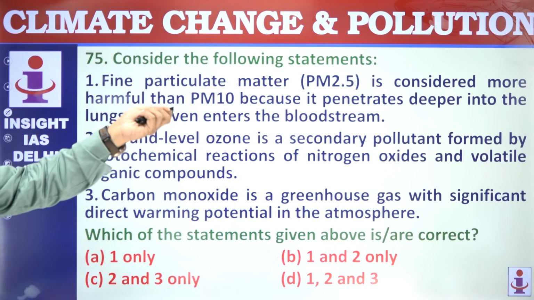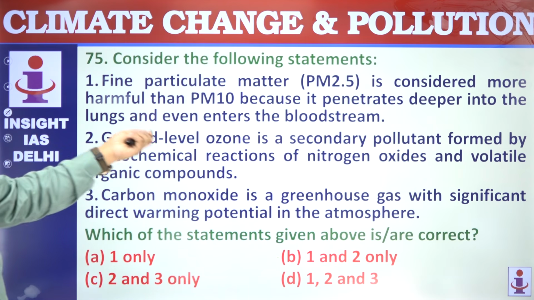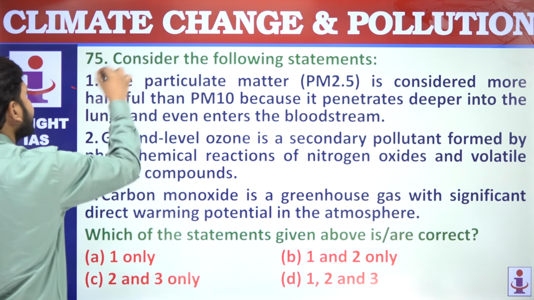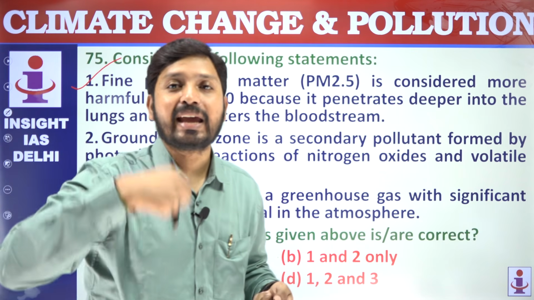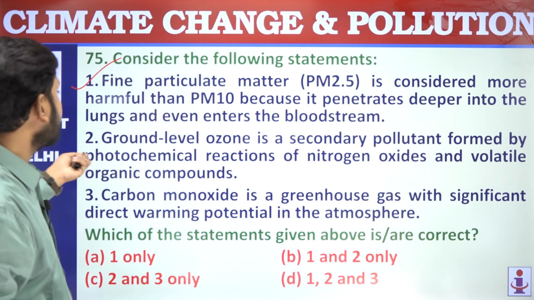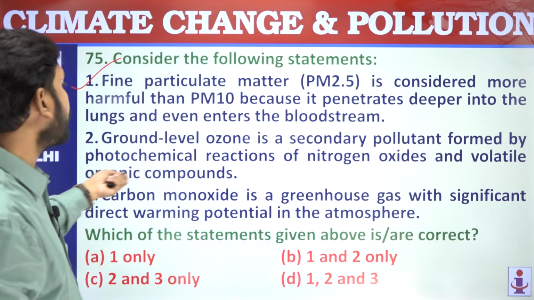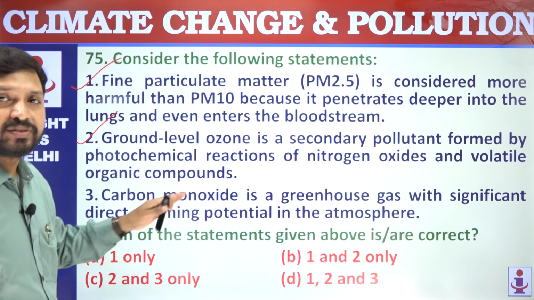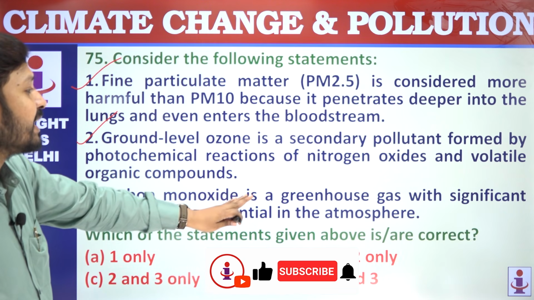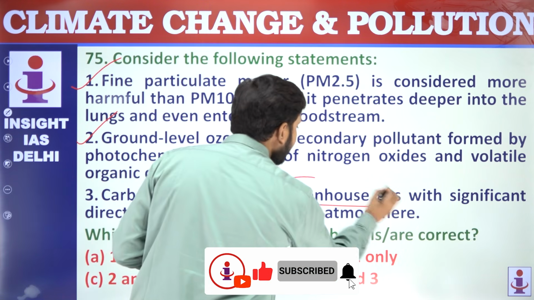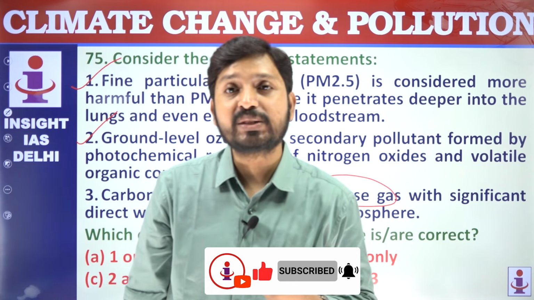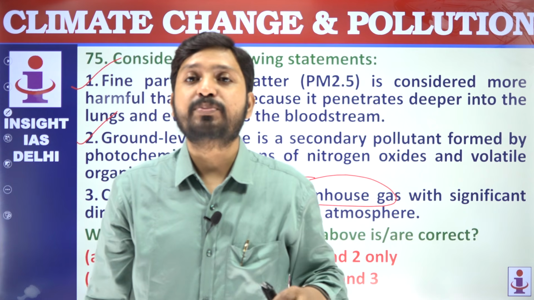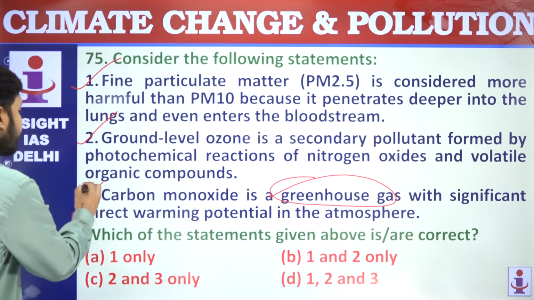Next one, consider the following statements. Fine particulate matter, that is PM 2.5, is considered more harmful than PM10 because it penetrates deep into the lungs and even enters the bloodstream. Yes, as the size is very small, they can enter our bloodstream also. Ground level ozone is a secondary pollutant formed by photochemical reactions of nitrogen oxides and volatile organic compounds. This statement also we have seen multiple times. Carbon monoxide is a greenhouse gas. No, it is not a greenhouse gas, but it is a toxic gas. When we inhale it, it reacts with hemoglobin and reduces the transportation of oxygen. So in that context it is a harmful gas, not a greenhouse gas.